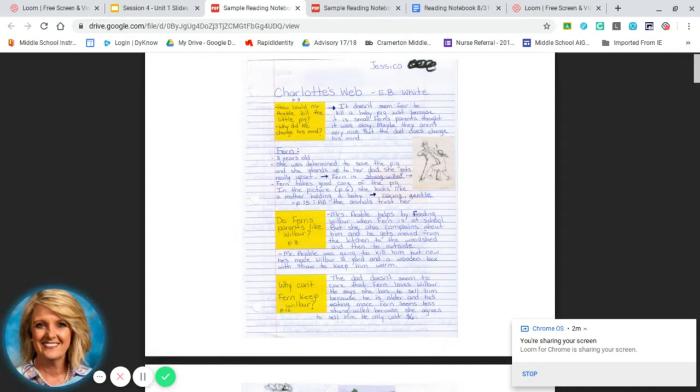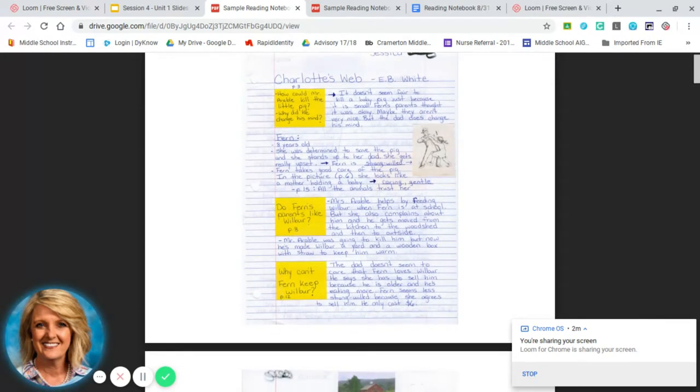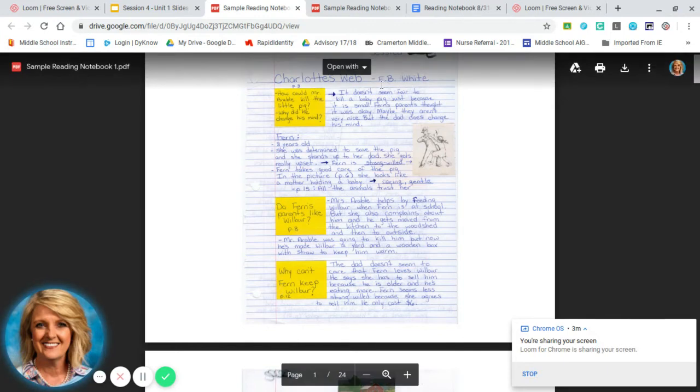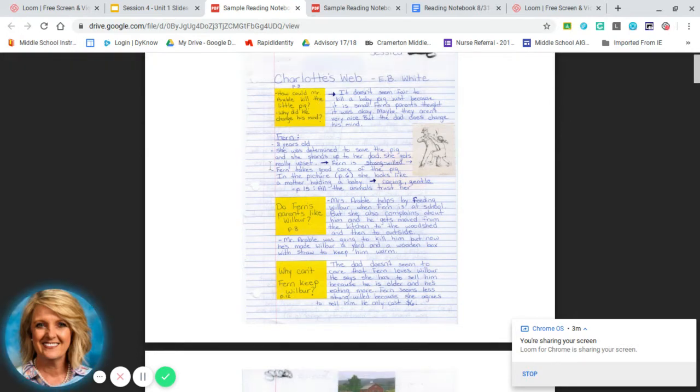So for example, this little girl was reading Charlotte's Web by E.B. White. And you can notice that she's got her name at the top. She has the title of her book here. She has the author. And as she was reading, on page 3, she wrote on a sticky note, how could Mr. Arable kill the little pig? Why did he change his mind? On another sticky note, she wrote, do Fern's parents like Wilbur? And this was read on page 8. That's when she thought this.